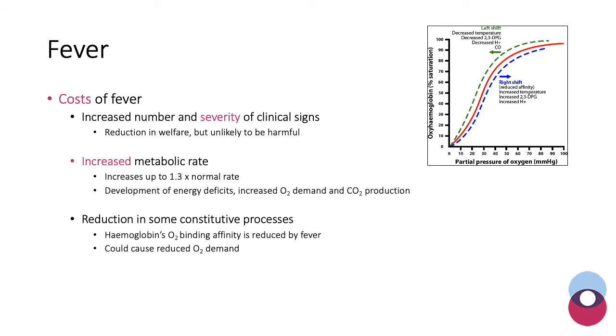Then the costs of fever are a few as well, where you have increased number and severity of clinical signs, especially I'd say having man flu. You know that you're going to feel rubbish, and your severity is a lot worse than in women. So being sick from man flu definitely makes you feel you have a reduction in welfare. But the good thing, which we always will hear, is that it's unlikely to be harmful to you. But the animal, or people, can definitely feel more rubbish when we have fever. There's also an increase in metabolic rate, up to 1.3 times normal rate, which can be associated with development of energy deficits, increase in oxygen demand, and also CO2 production. And with increase in temperature, you get a right shift of your oxygen saturation curve, which could potentially cause a change in oxygen delivery to the tissues as well.